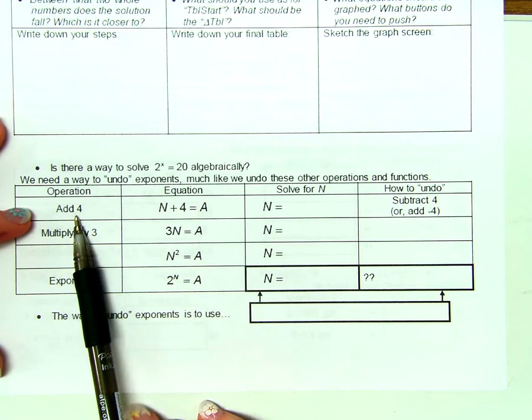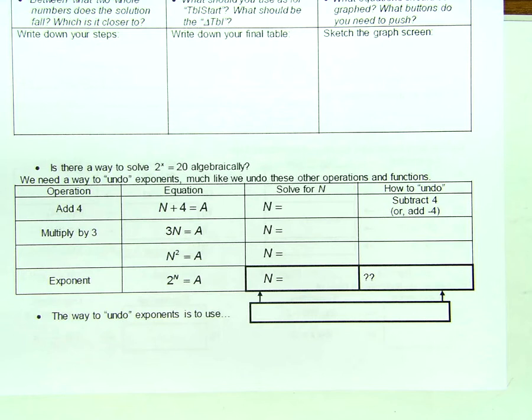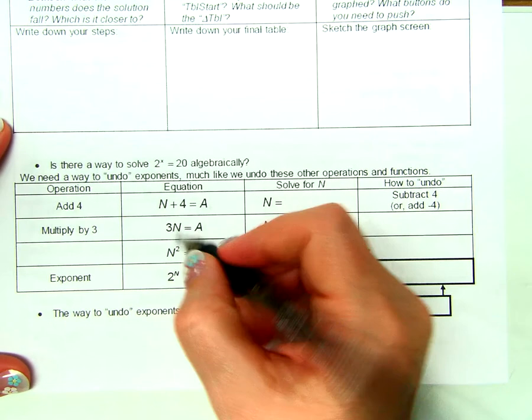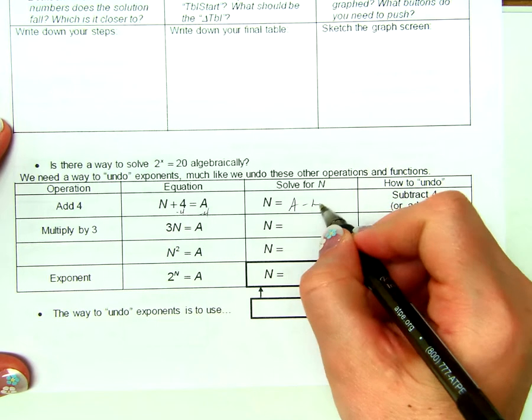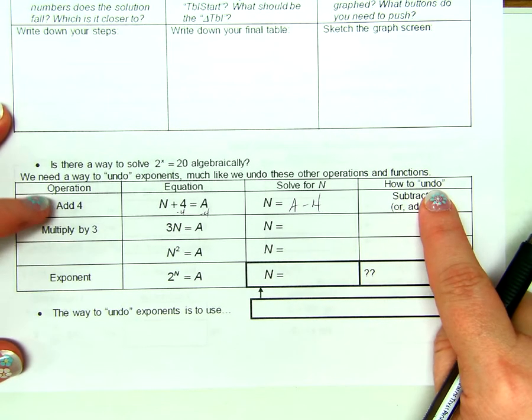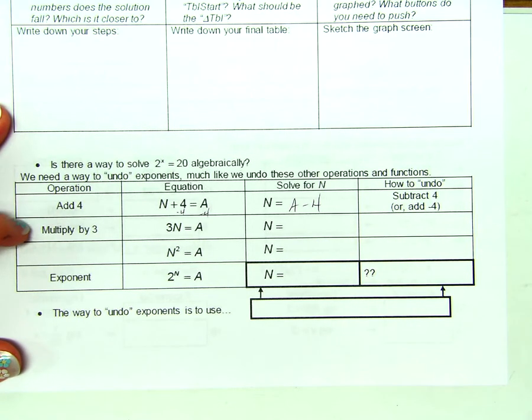What if we're adding 4? Well, it looks like this. n plus 4 equals A, right? How do we solve for n? We subtract 4 from both sides, right? And we get A minus 4. So we undid the adding 4 by subtracting 4. Does that make sense? Okay.